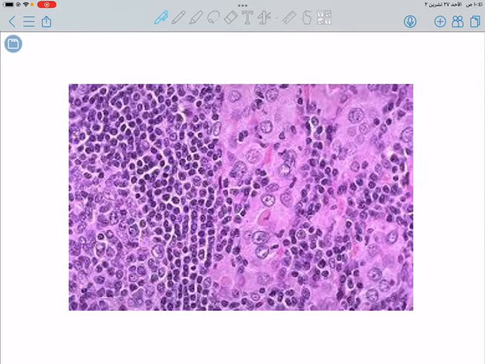Who is talking here? Please. Hurthle cells with lymphoid follicles are characteristic of Hashimoto's thyroiditis. Is Hashimoto's understood?